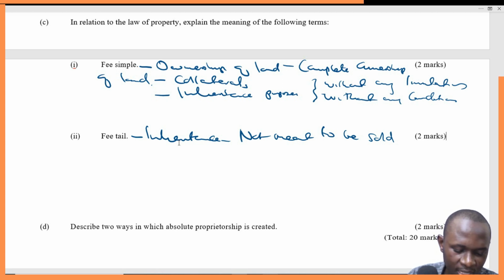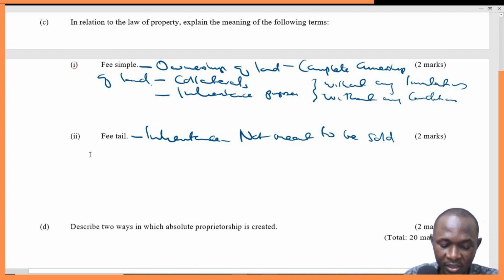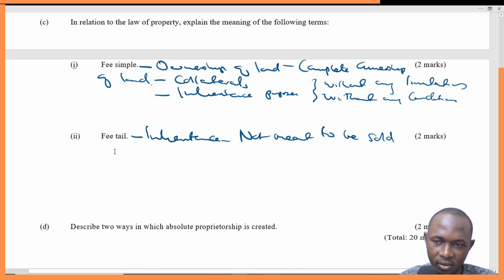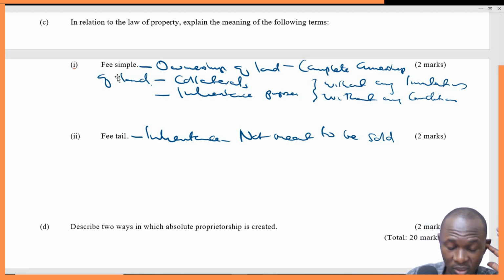So that will be the definition. We've defined fee simple, and we've also defined fee tail. Fee tail, we've said, is the trust established by deed or settlement, and it restricts the sale of inheritance or estate in real property. It basically prevents the land from being sold, but the land is supposed to be passed over to the next generation. When you pass it over to the next generation, with fee simple, you can use it even as collateral, and you can pass a good title on it.